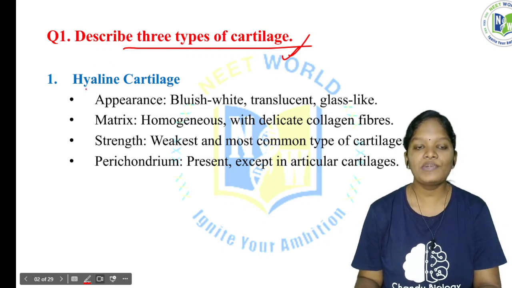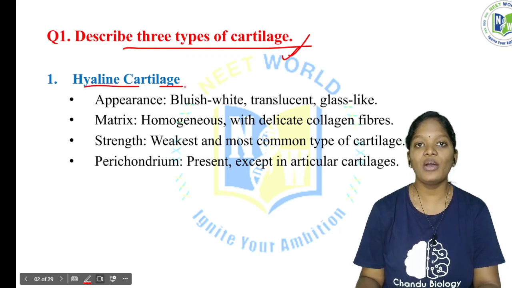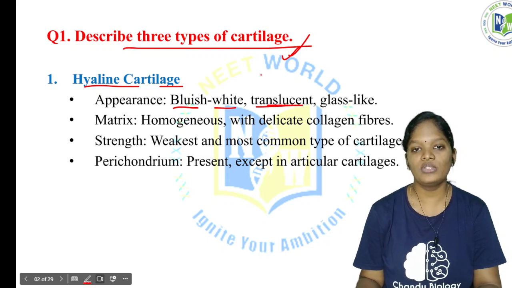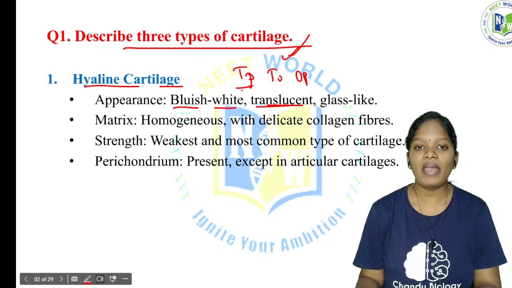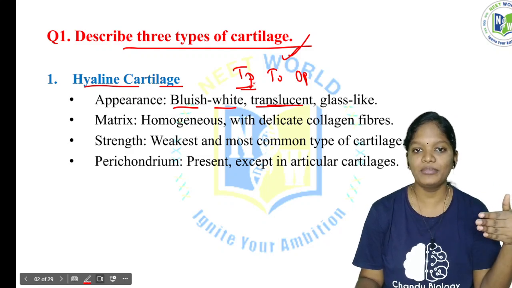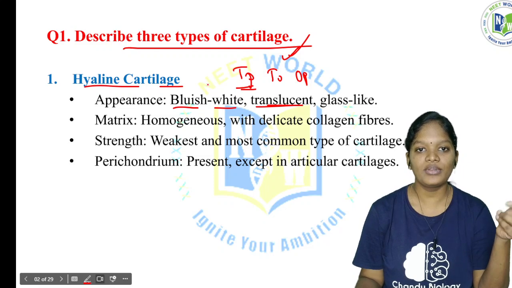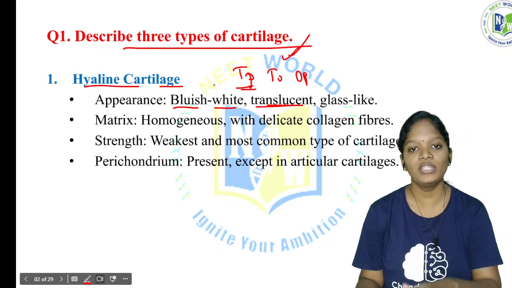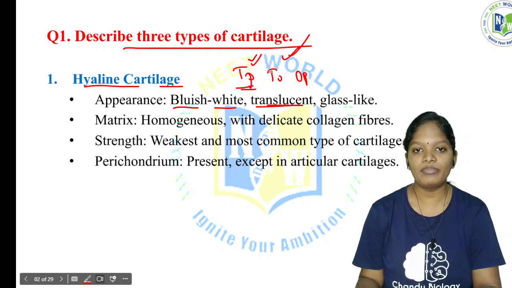Okay, so the first one will be the hyaline cartilage. How will the hyaline cartilage appear? It will appear in a bluish white color. It is translucent. We have three basic terms: transparent, translucent and opaque. Transparent means the light can pass through that medium. That medium may be glass. If light passes through the glass, the glass will easily pass all the light through. So that is what transparent is.